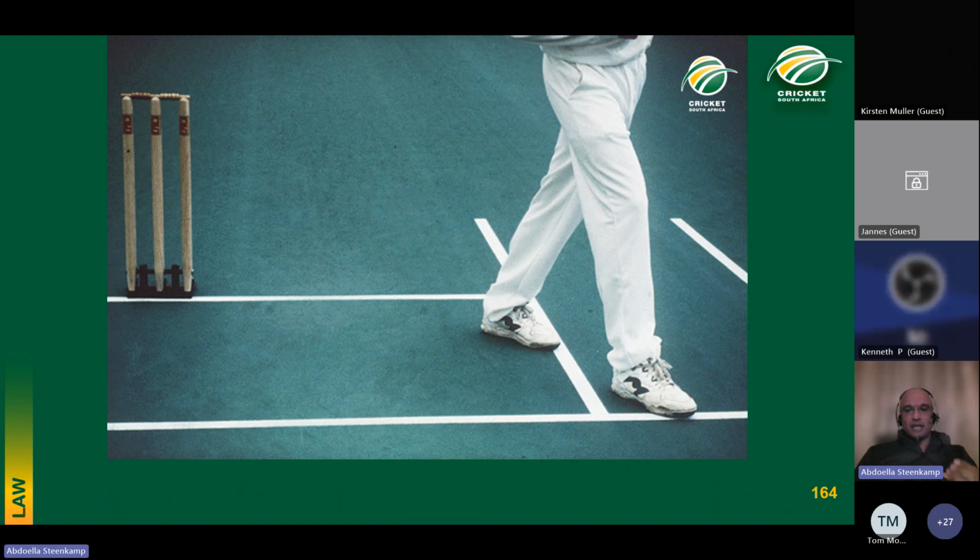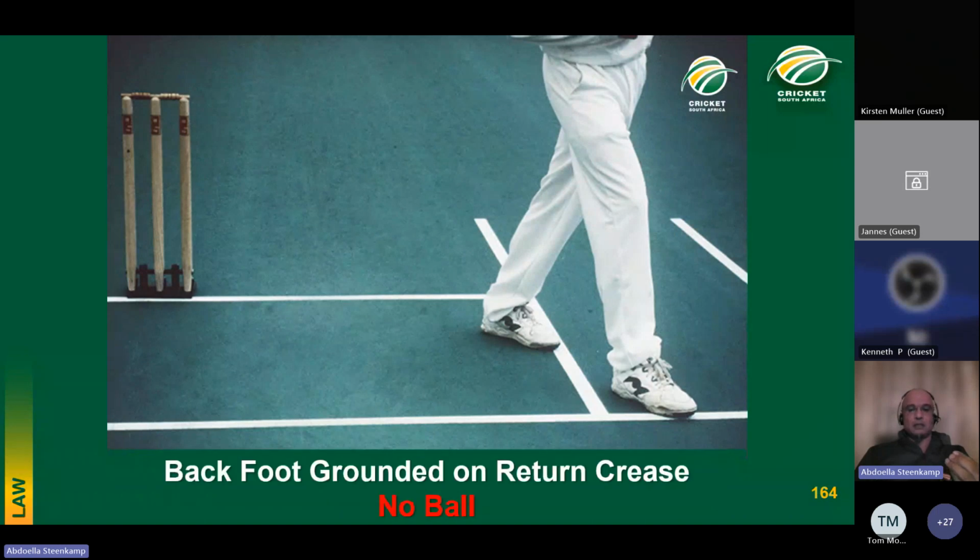Let's start with the front foot again. Again, left arm bowler around the wicket. Front foot, any part of the front foot, whether grounded or raised behind the popping crease? Yes, happy with the front foot. Back foot, return crease. Any part of the back foot touching the return crease? Yes. Hence, no ball.